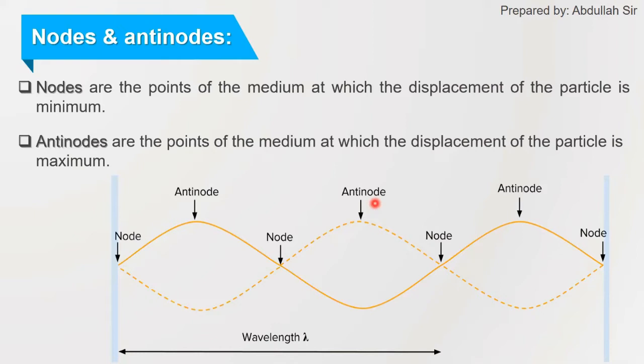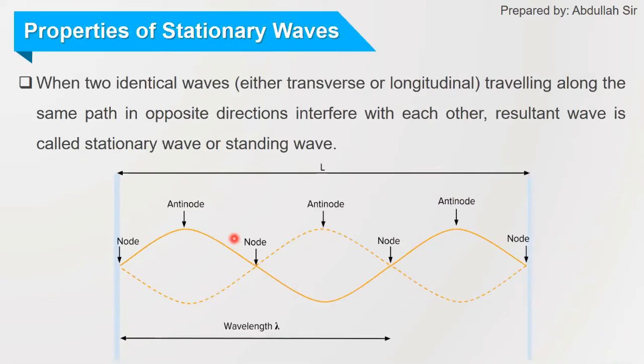There are no two nodes you will find one after another. In between two nodes there must be an antinode, and in between two antinodes there must be a node. So nodes and antinodes are formed alternately in a given medium. Next we are going to see the properties of stationary waves.